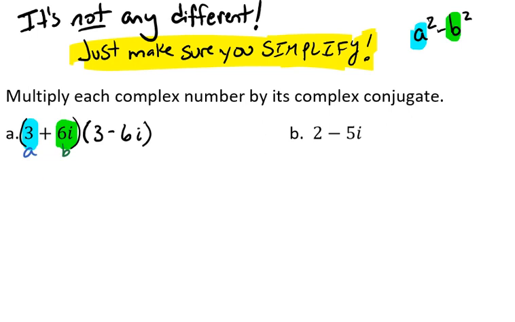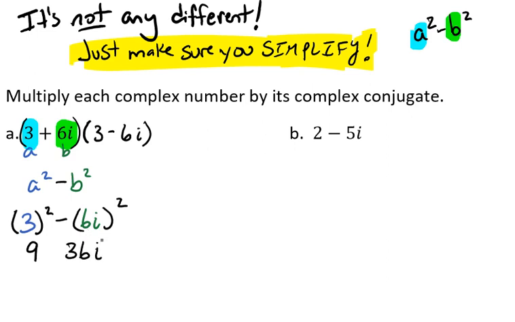To use our a squared minus b squared shortcut, because you could FOIL it out, or you could use a shortcut, which is a little bit faster. So we have our a squared minus our b squared. We'll plug in our a, which is our 3, and we'll plug in our b, which is 6i. 3 squared is 9, and 6 squared is 36, and then we're going to have i squared. Don't forget that that's a negative there.